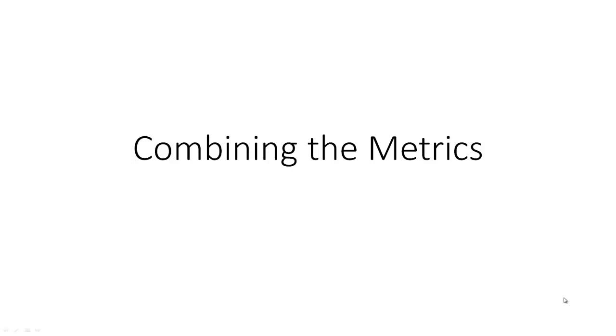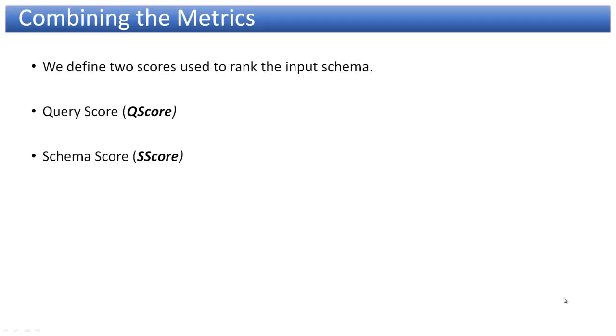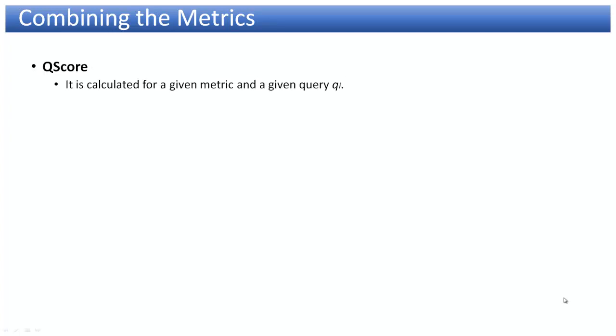Here we present how to combine the metrics for measuring the overall coverage of a schema with respect to a set of input queries. We define two scores used to rank the input schemas: query score or Q score and schema score S score. Q score is calculated for a given metric and a given query. This score enables setting up weights to prioritize the importance of specific metrics.